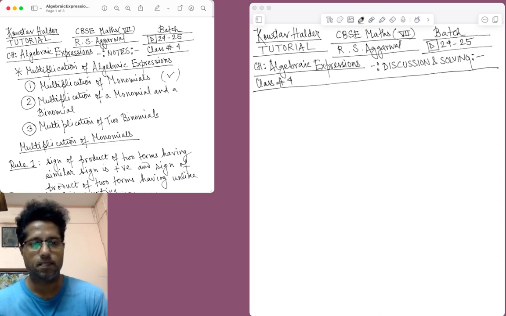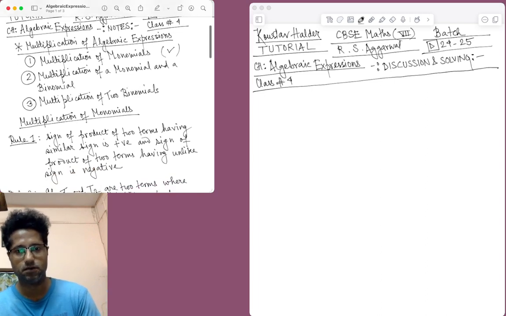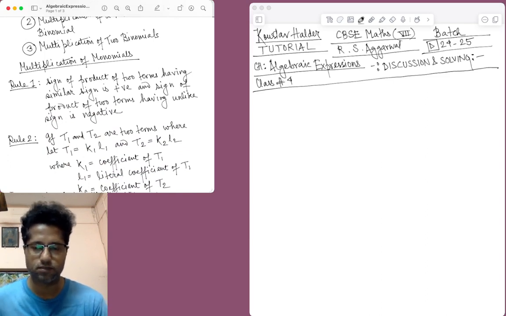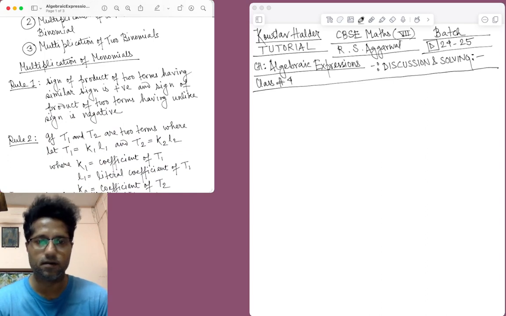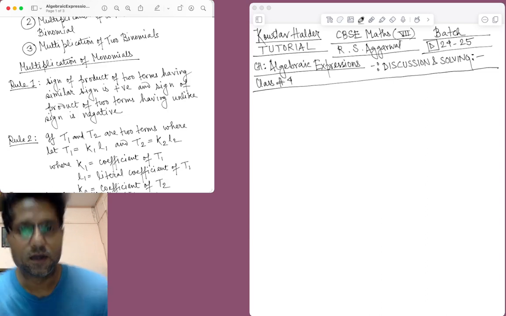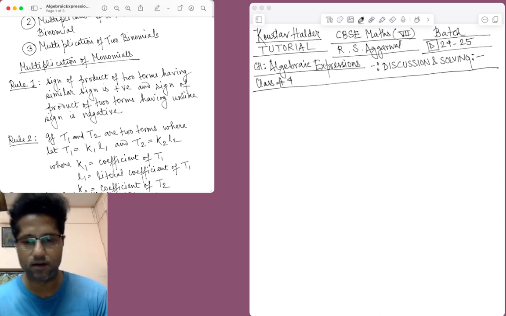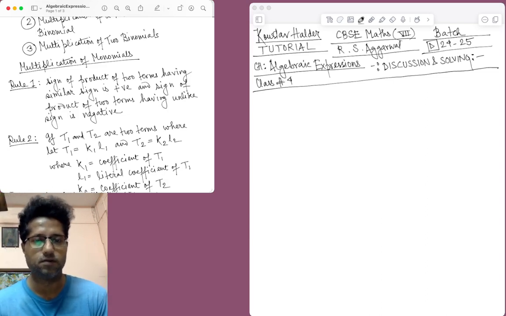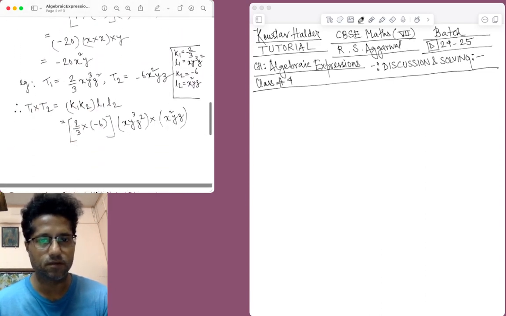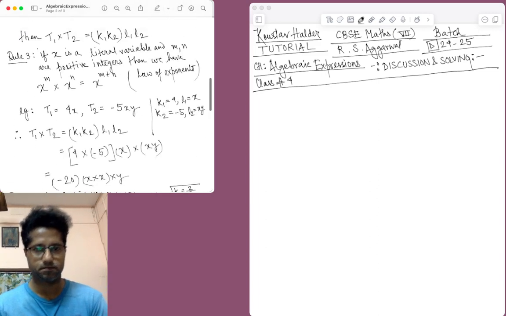Now to understand how we do multiplication of monomials, we need to first understand how we do product of factors. Since a monomial is a single term algebraic expression, you can also consider a monomial as a term. So basically we have to learn how we find the product of two terms. There are some rules that need to be followed while doing the product of two terms.